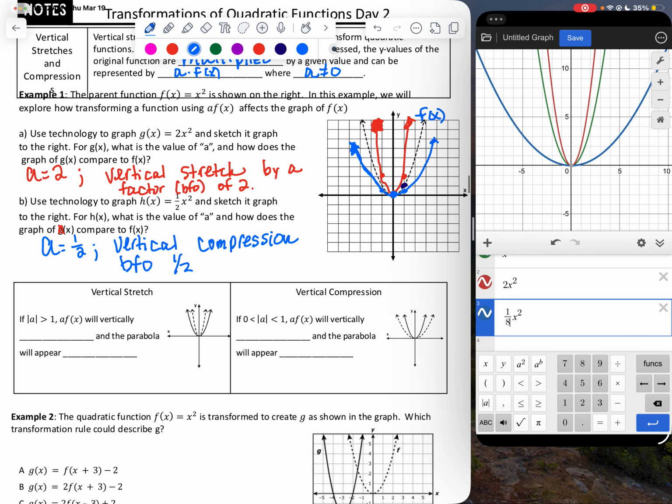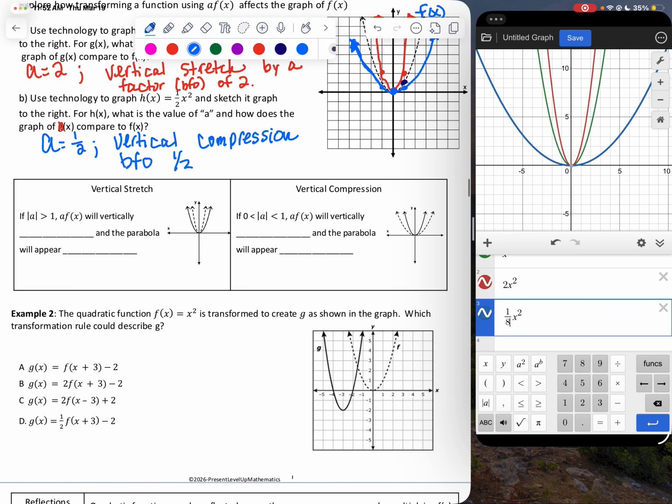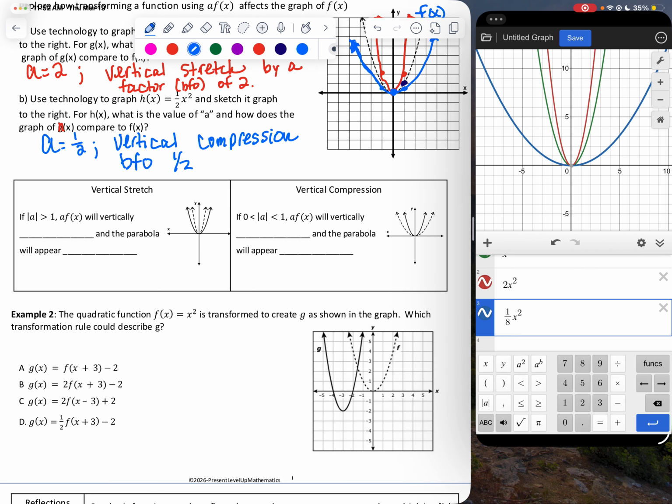All right. So let's set up a couple definitions here. To get a vertical stretch, if the absolute value of a is greater than 1, a times f of x will vertically stretch and the parabola will appear narrower. So some examples of this might be f of x equals 5x squared.